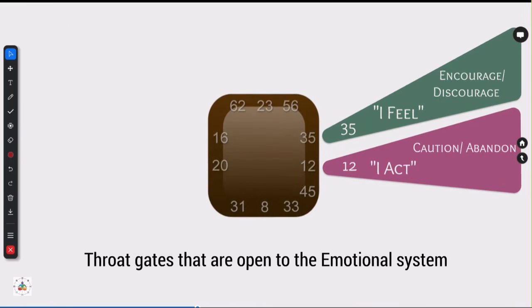Okay. Now there are throat gates that are open to the emotional system. This is a very different story from the perspective of open to the mind, the mental capacity. Now we're looking at manifested gates. So when you have a throat gate that's open to the manifestation of energy and emotionality, there's a huge impact of this voice. Okay? This voice has a huge impact.